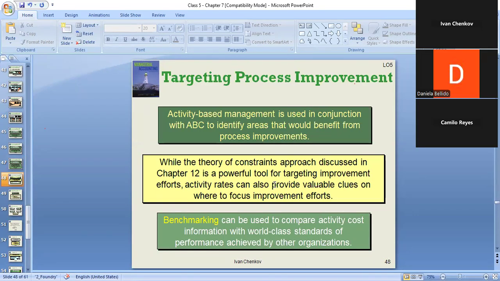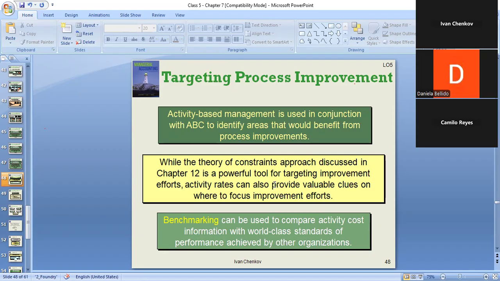So, which system should we use to improve our future profitability in the company? Obviously, activity-based costing. That's why we're going to talk about activity-based management in conjunction with activity-based costing.